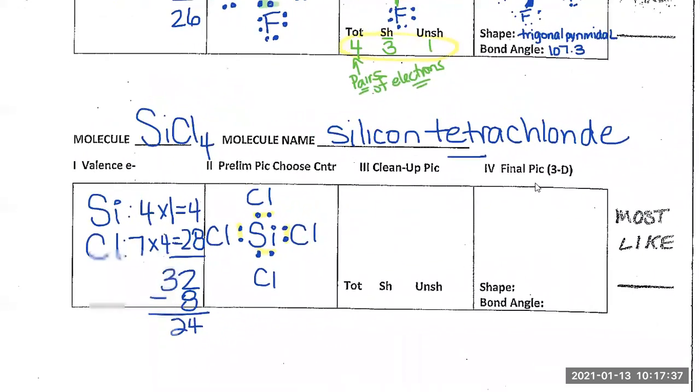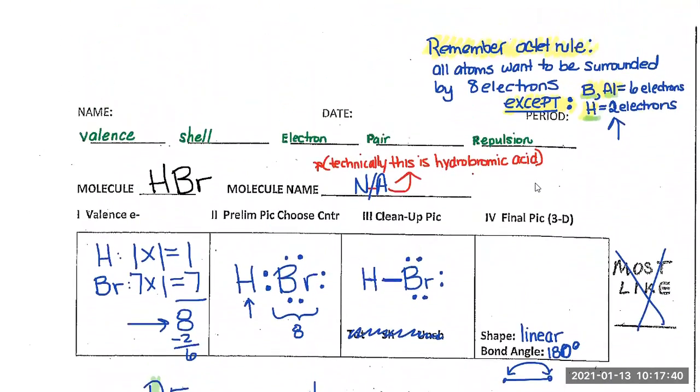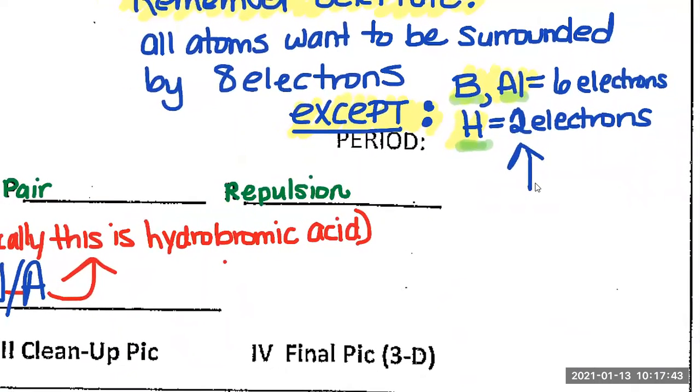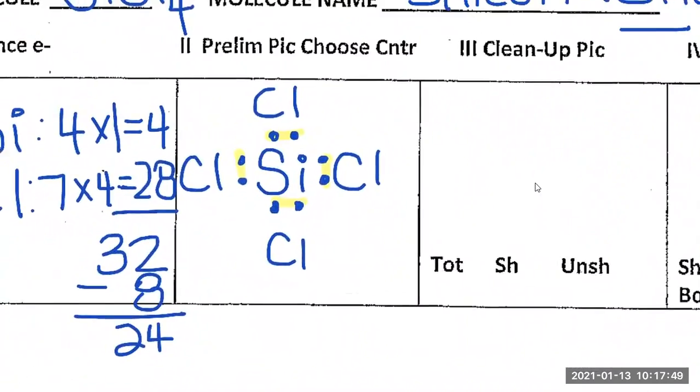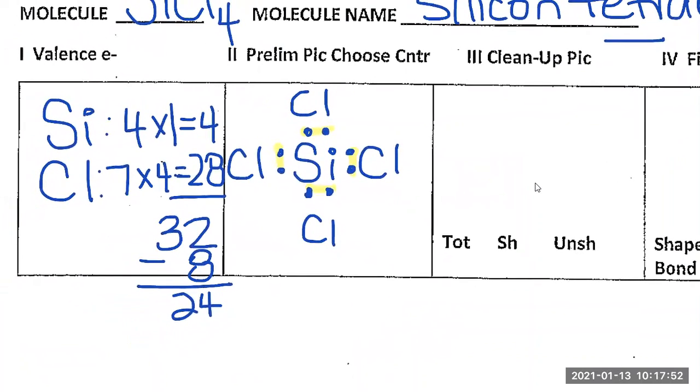Do we have any exceptions here? No. Here were our exceptions: boron, aluminum, and hydrogen. We don't have any of those. That means everything in our drawing is going to need 8 dots. Well, our silicon already has 8, but our chlorines don't, right? They only have 2 right now. So we need to add the rest, and hopefully that's going to add up to our other 24. Let's start adding the other 6, so that we have 8 on all of these. 1, 2, 3, 4, 5, 6, 7, 8, 9, 10, 11, 12, 13, 14, 15, 16, 17, 18, 19, 20, 21, 22, 23, 24. Perfect. All 24 electrons. Does everybody have 8?